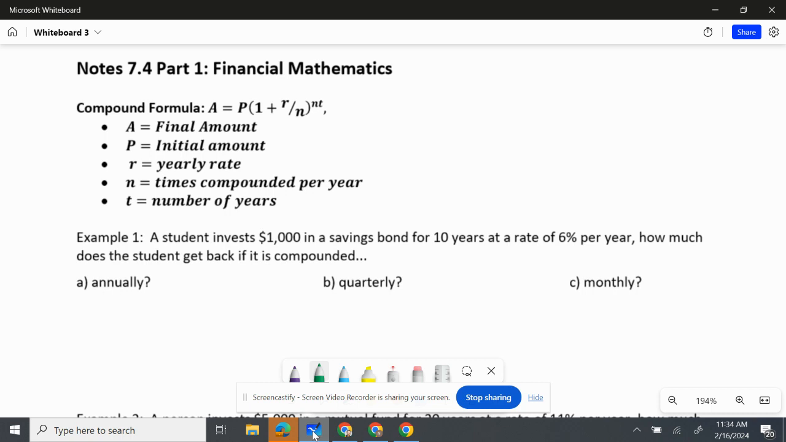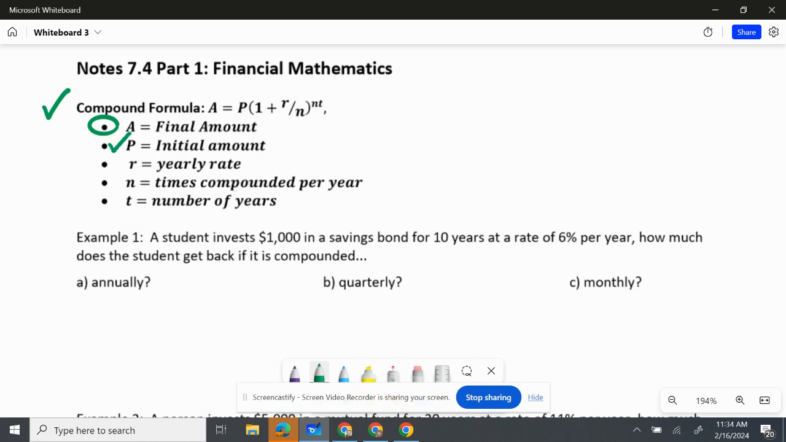What we're going to do is look at financial math. There's two different formulas. Today we're just going to look at the compound formula, and then we're going to look at the continuous compound formula. Just going over the different types of letters, A is what we're going to be looking at today, where we're just looking for the final amount.